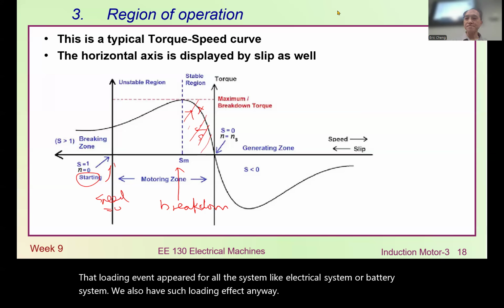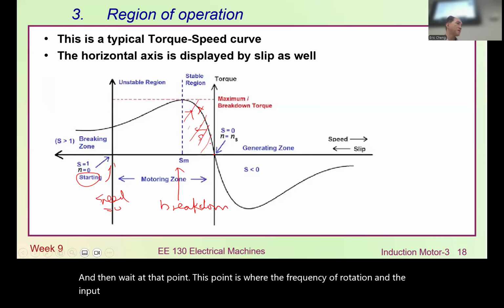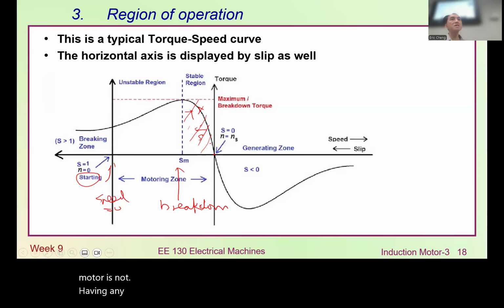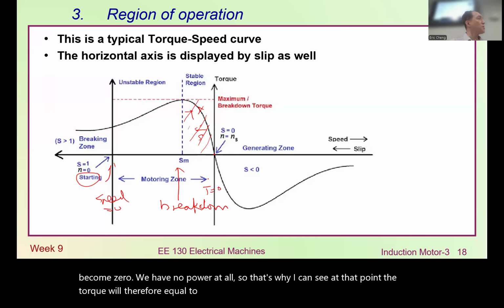And then right at that point, this is where the frequency of rotation and the input synchronous frequency are the same. So in this case, because they're the same, the motor is not having any induction. That means the induced EMF or induced power in the motor becomes 0. We have no power at all. So that's why at that point the torque will therefore equal 0, nothing coming out.